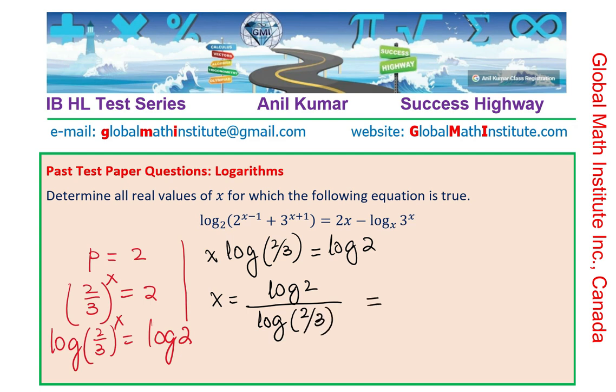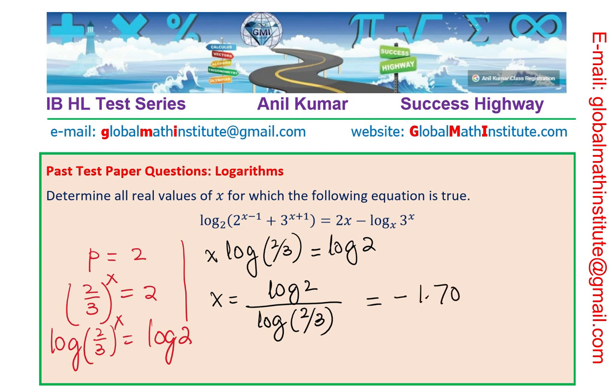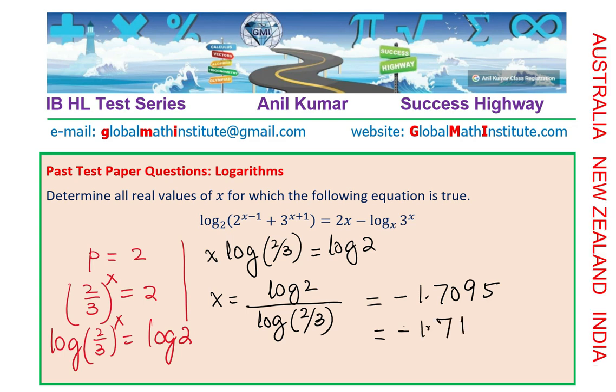And let's calculate this value, right? So again, taking help of our calculator. So we'll do log of 2 and we'll divide this by log of, within bracket, 2 divided by 3. And what we get is minus 1.7095, correct? So we could always write this as minus 1.71, right? So that becomes the solution of this particular equation.